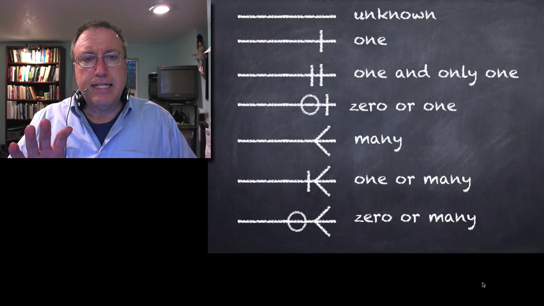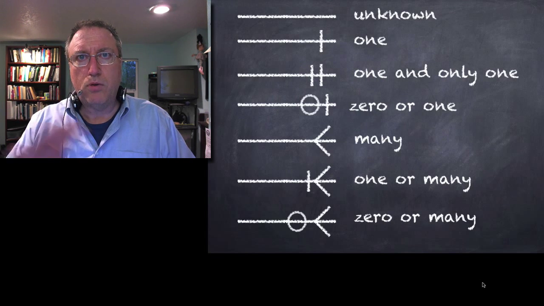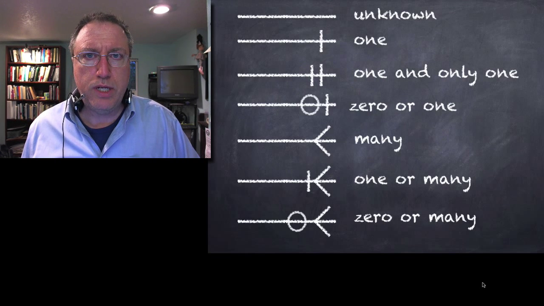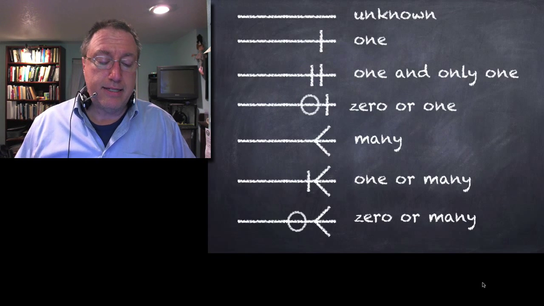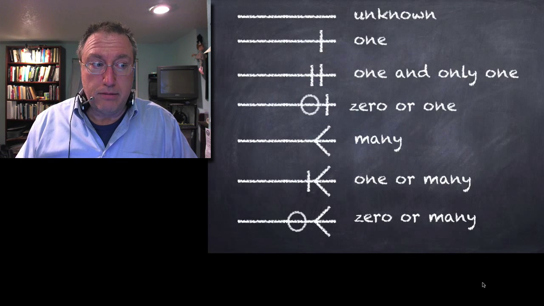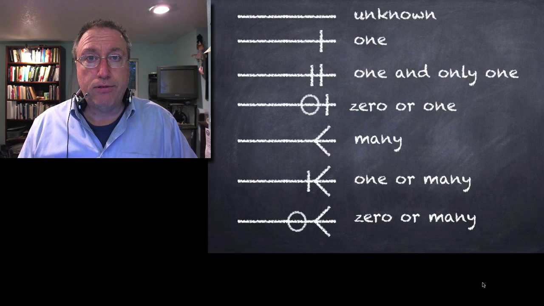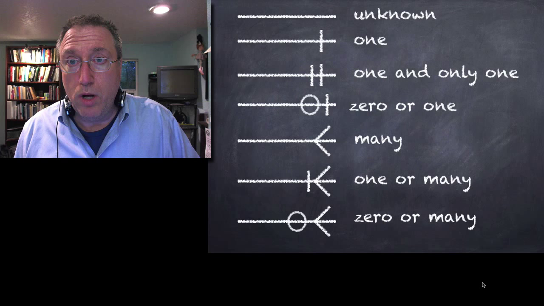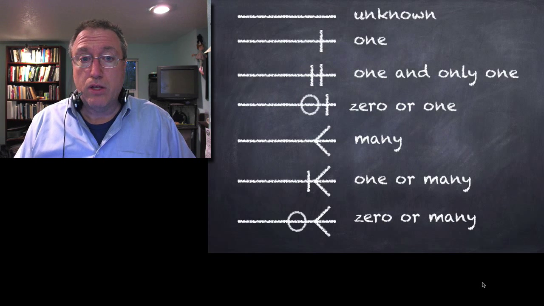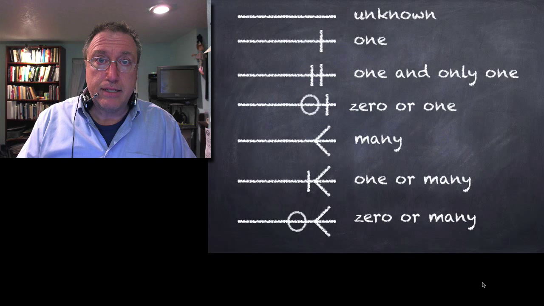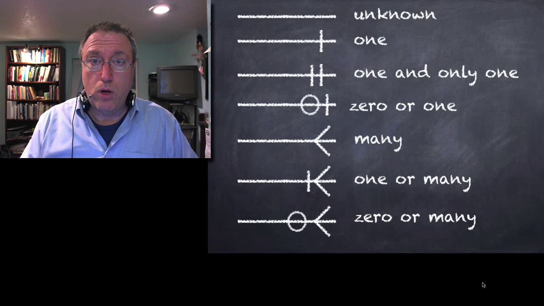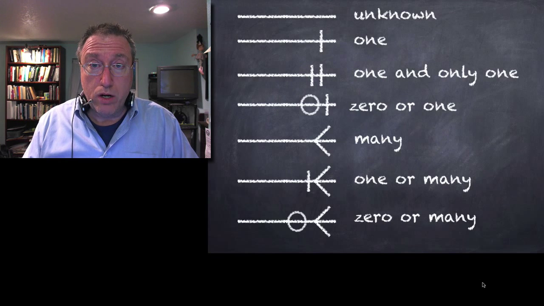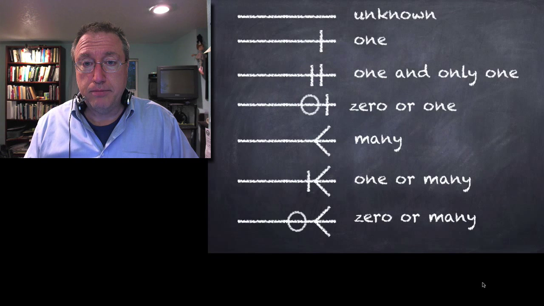These 6 line endings, don't worry about the one in the beginning, these 6 line endings are the only ones you need. It doesn't make any sense to say 0, 1, or many. You can't have all 3. Doesn't make any sense to have 0 or 1 and only 1 because it's only 1. So use one of these 6. 1, 1 and only 1, 0 or 1, many, 1 or many, or 0 or many.